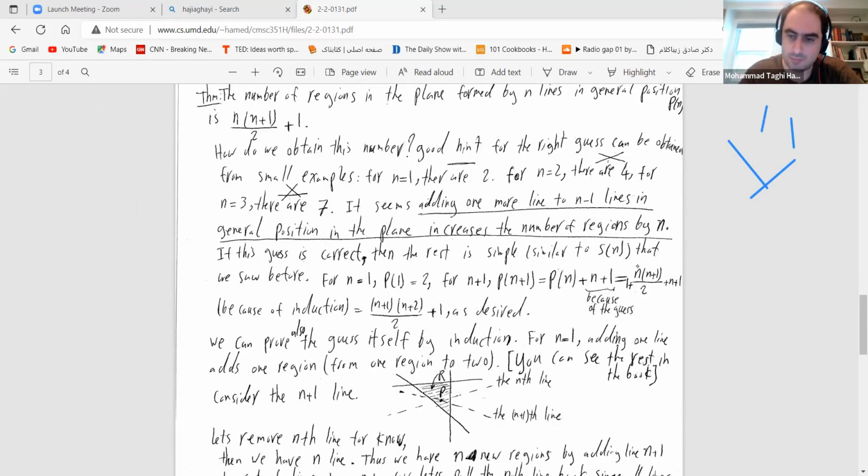If we have, for this one, we are just using the induction hypothesis. And this comes from this fact that we had for the induction hypothesis. So if we can prove that if we are adding one more line to n minus 1 lines in the general position, then the number of regions will go up by n. Good. Now let's go for the proof of the lemma that we were talking about.